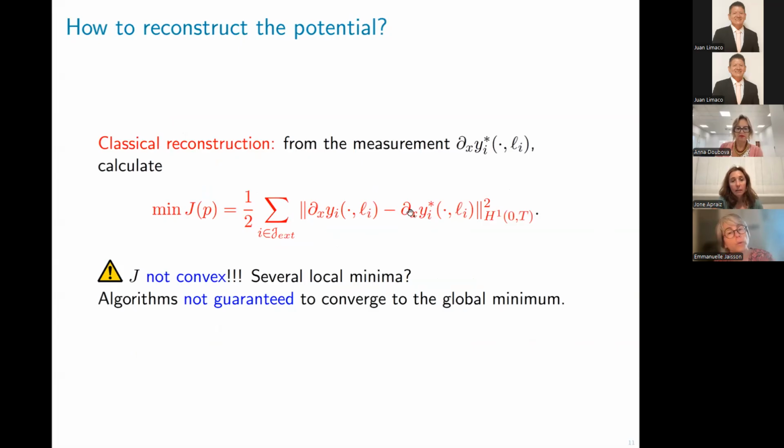So here you have what you measure. Okay, so Y star is the solution of the wave equation for your potential P star. So here it's what you have measured. And here it's the solution for potential P. Okay, and you minimize this functional over all potential. But if you do that, in fact, the problem is that this functional J is not convex. So it may have several local minima, and you are not sure at all that your algorithm will converge to your minimum. Okay, so you are not sure to find the P star.